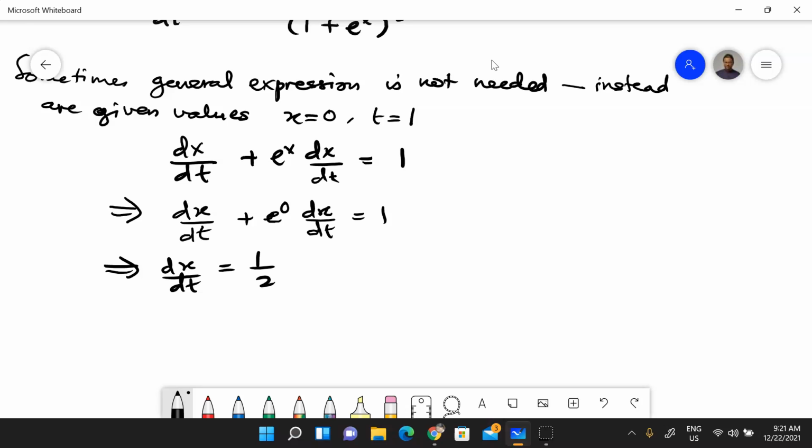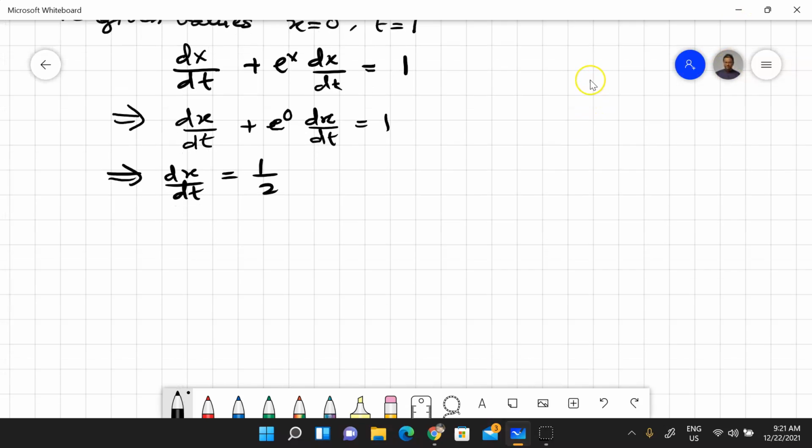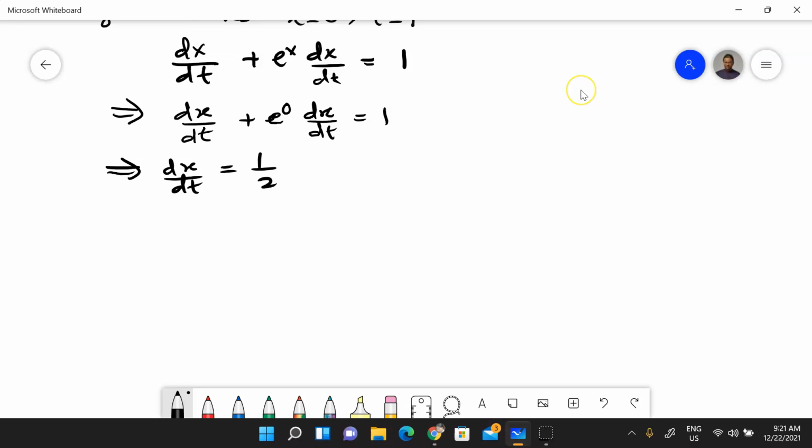Similarly, if you want to do it for the second order derivative, you just use the same idea. What we had just now, let me rewrite it over here, the second order derivative with x equals 0, t equals 1. So what we have for the equation is the following. Let me just rewrite it.